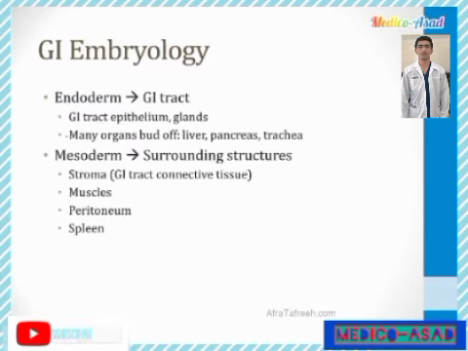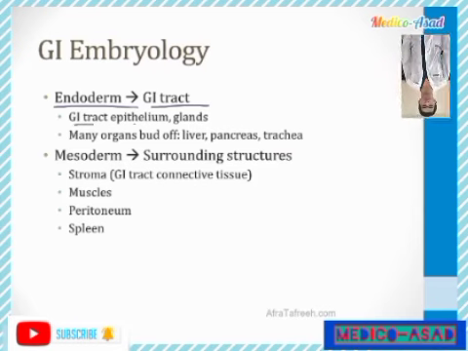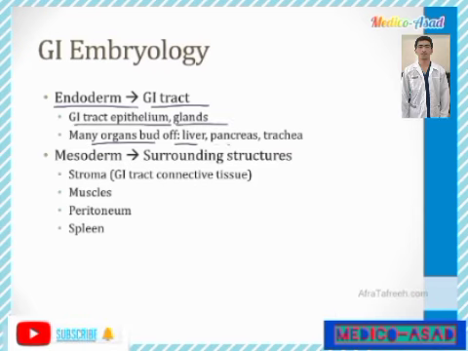So here's a summary slide just to make these points clear. The endoderm develops into the GI tract. It forms the GI tract epithelium and the glands. Many organs bud off from this, including the liver, pancreas, and trachea. We'll talk about all of this in this module today.